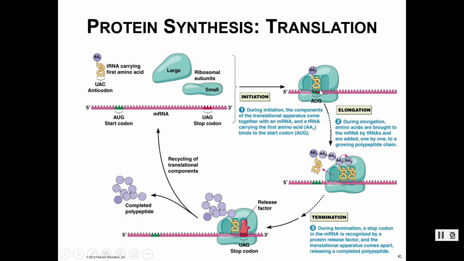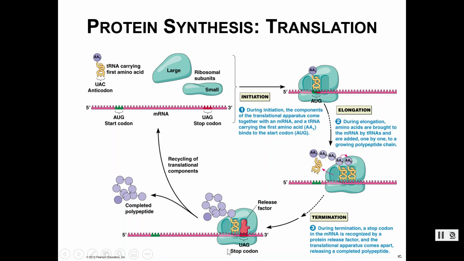Once we have everybody coming together at our start codon, we move on to the next stage, which is elongation. And notice we just keep going down the line. One codon at a time means one amino acid at a time. We're forming those peptide bonds. We're growing our polypeptide chain until we hit that stop codon.